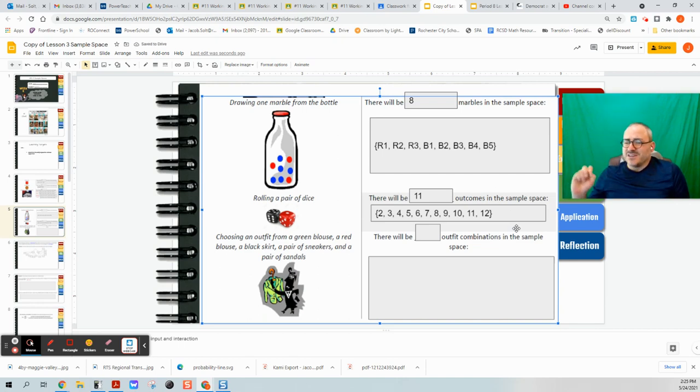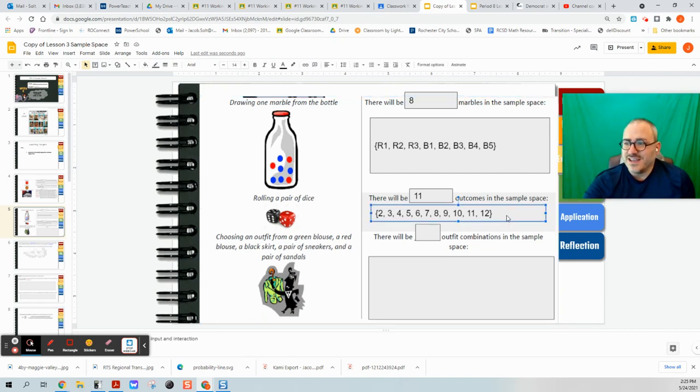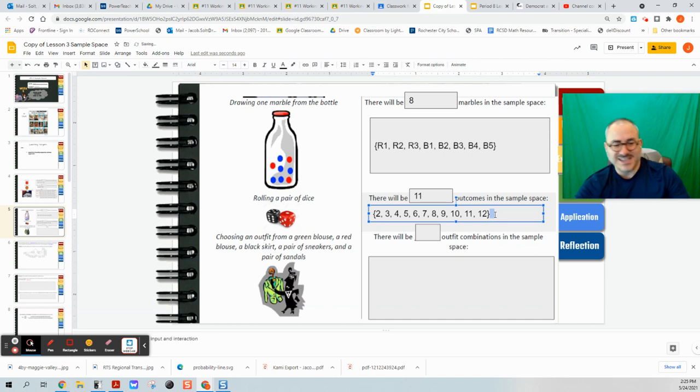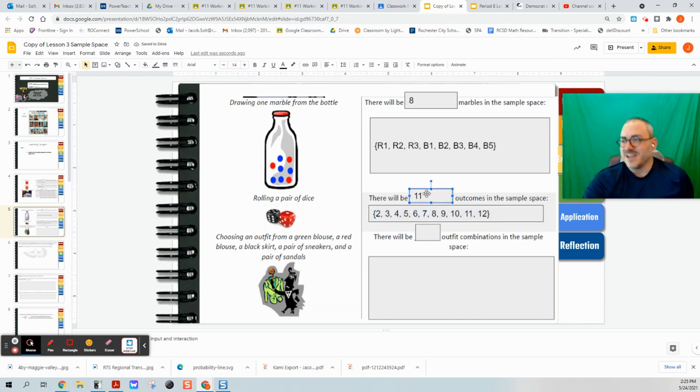A lot of times, it's going to be easier to just list out all the possibilities, and then count how many possibilities you have to get the sample space.